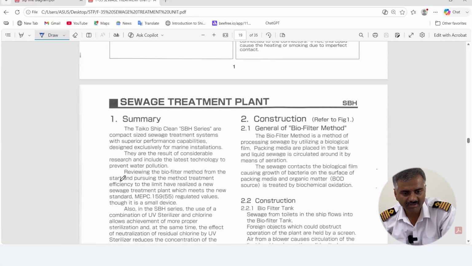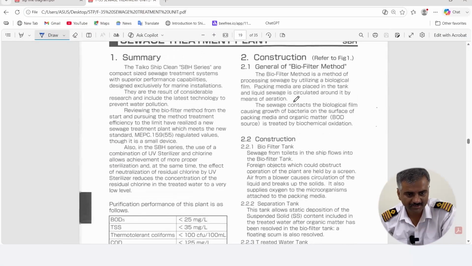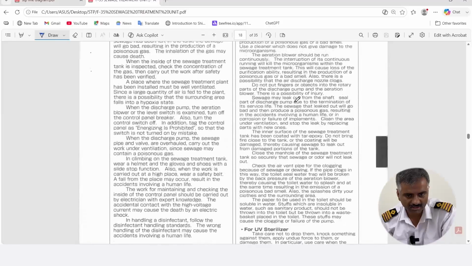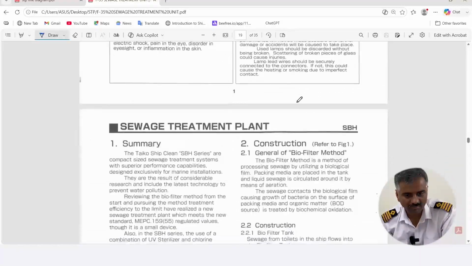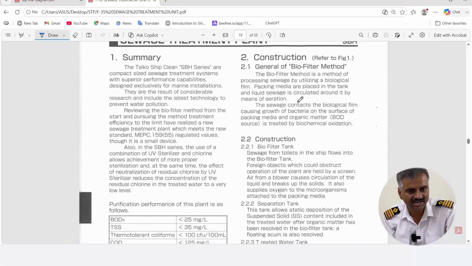So guys, we will continue with the sewage treatment plant discussion. Here you see we have discussed the safety instructions, and now we will move to the performance standard of a sewage treatment plant. What decides the performance standard?